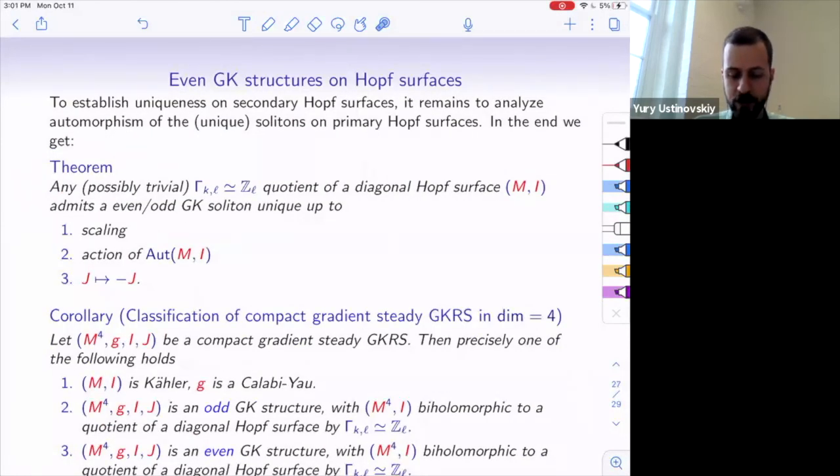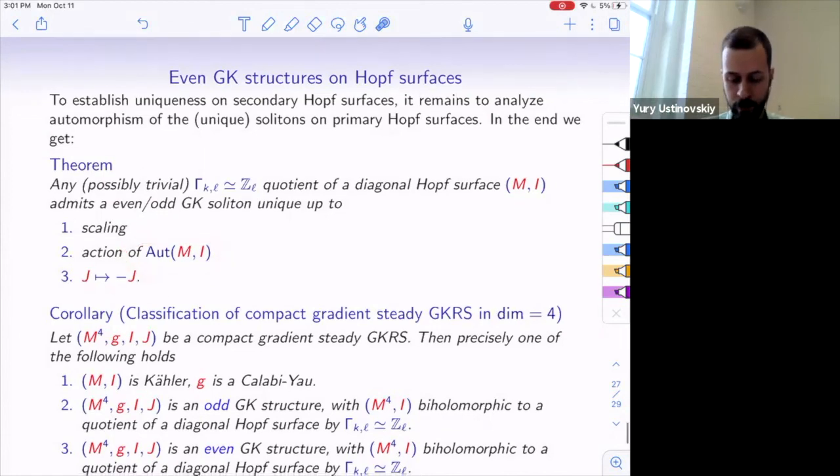So it remains to figure out what happens with secondary Hopf surfaces. It's a little bit of analysis of the automorphism group, but here's the conclusion: any possibly trivial quotient, cyclic quotient of a diagonal Hopf surface admits an even generalized Kähler-Ricci soliton. So that's what we prove now. Odd, that's what I explained before. This soliton is unique up to scaling, action of the automorphism group, and possibly swapping J and negative J.